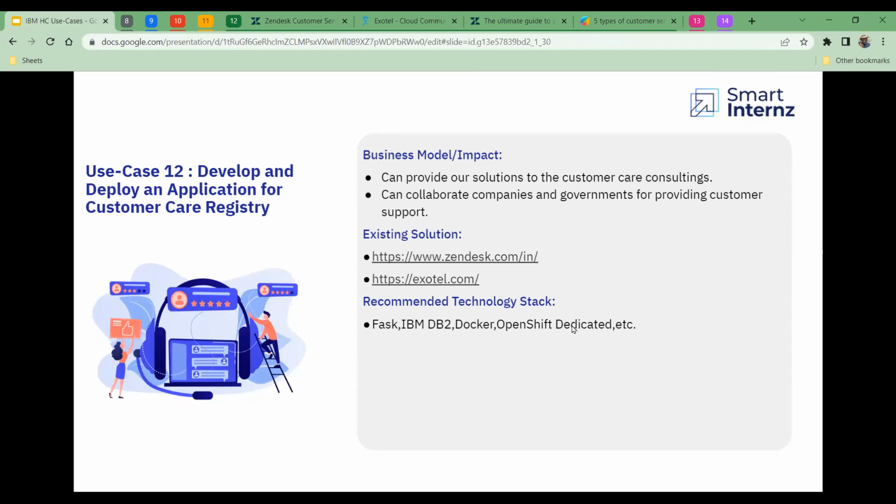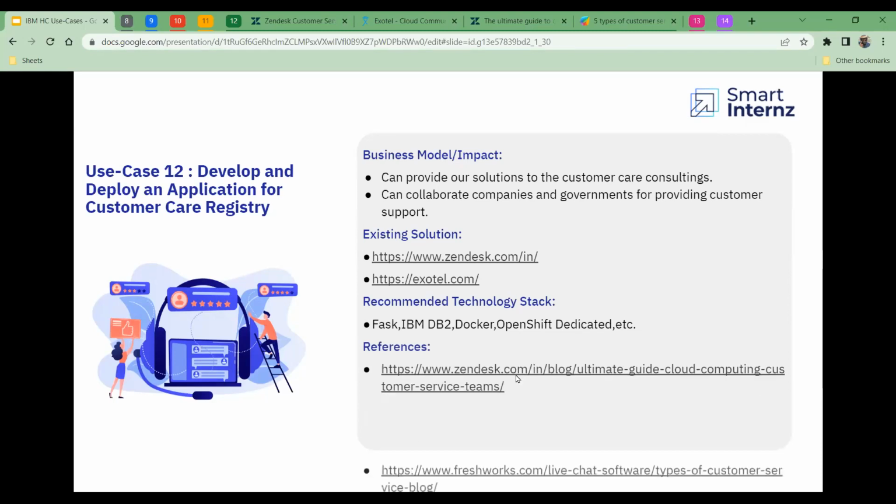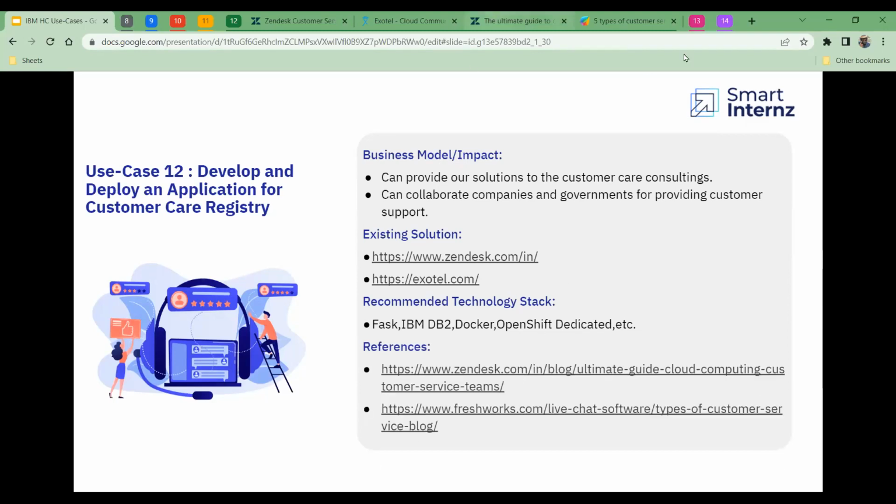We can also use Docker, for putting these applications into a modernized form. We can also use OpenShift in it. So those are all the recommendation stacks. Coming to the references, we have two blogs. One is a Zendesk blog.